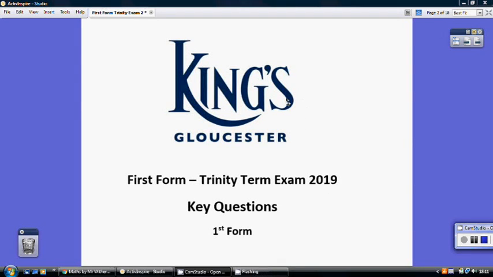So the first form sat an exam this summer where we had a non-calculator paper and a calculator paper. The test was sat by all four sets, and what I've done here, I've picked out what I consider to be the most important questions to get to grips with moving forward. So they're mostly numeric questions and algebraic questions. So if you can get to grips with most of these, then I think you're in a good place going into second form. So good luck.